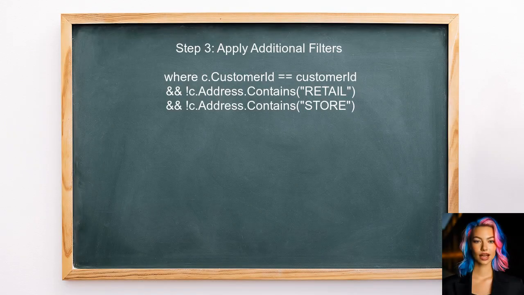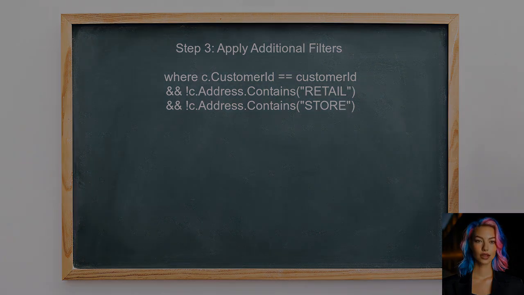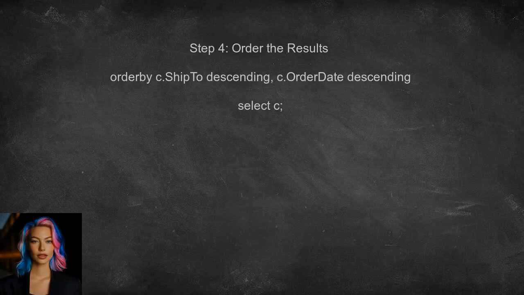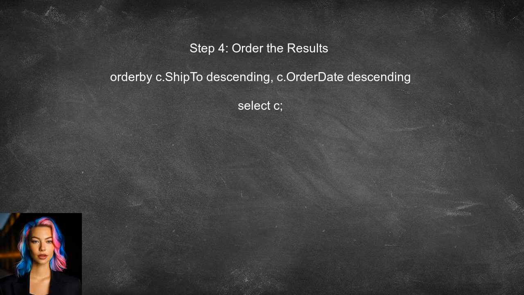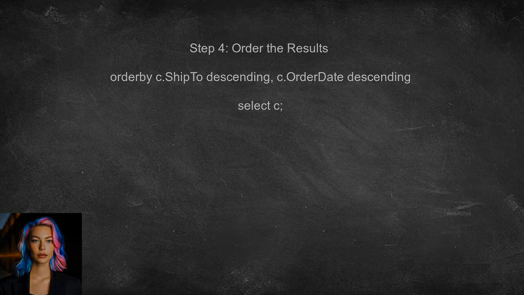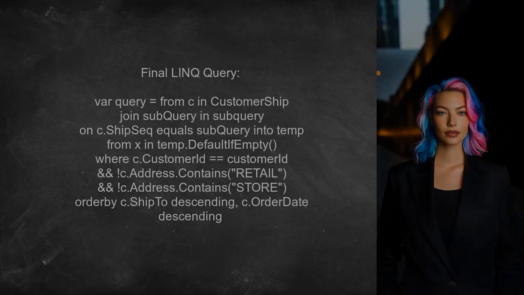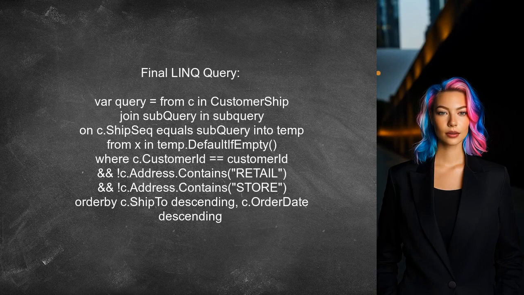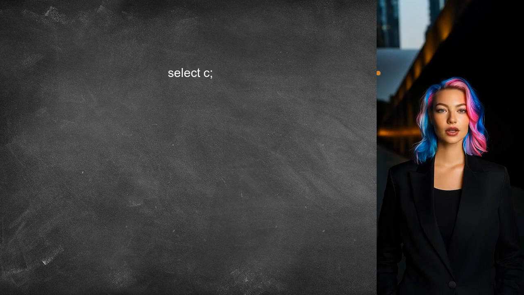After that, the user needs to apply additional filters to ensure that only relevant records are included. This includes checking that the customer ID matches and that the address does not contain retail or store. Finally, the user should order the results by ship to and order date in descending order to match the original SQL query's requirements. By following these steps, the user can successfully convert the original SQL query into a LINQ query that performs efficiently and returns the correct results.